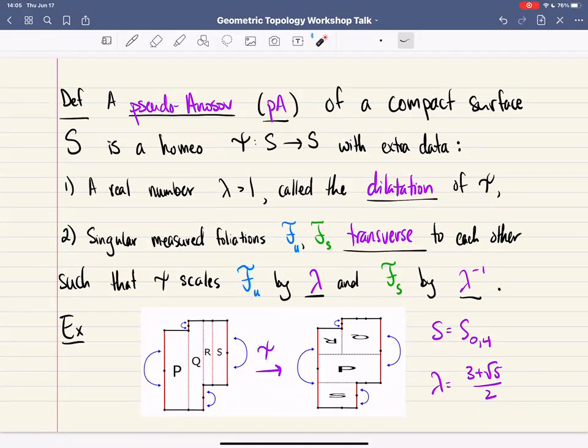So I've told you what a zigzag map is, and I've told you what a pseudo-Anosov is. The rest of this talk will be about taking a zigzag map and making a pseudo-Anosov out of it, or at least looking at the zigzag maps for which we can do that.